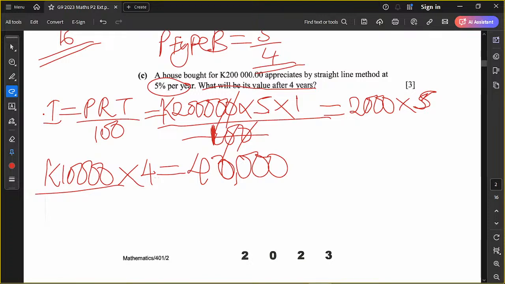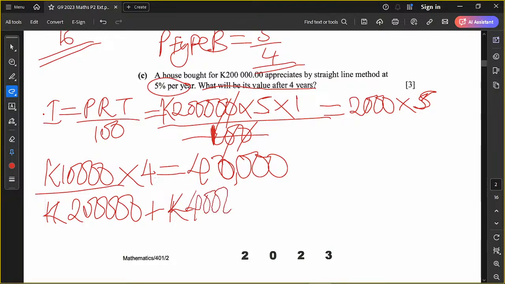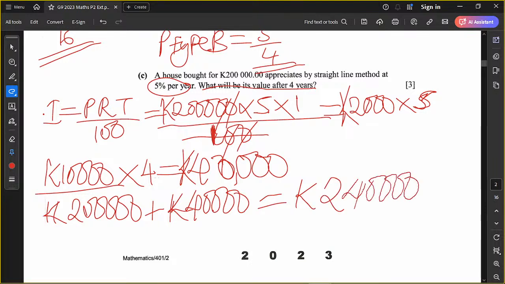So how do we find the value of the house after 4 years? We're going to get the principal, which is 200,000, plus 40,000 kwacha. Sorry, I'm forgetting the units, which is kwacha. Even here I haven't written kwacha. It should be kwacha everywhere, and even here where it's 2,000, it should be kwacha. Okay, now we add 200,000 plus 40,000, which will give us 240,000 kwacha.